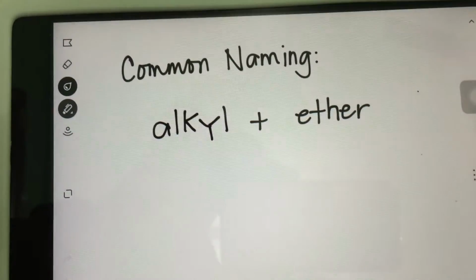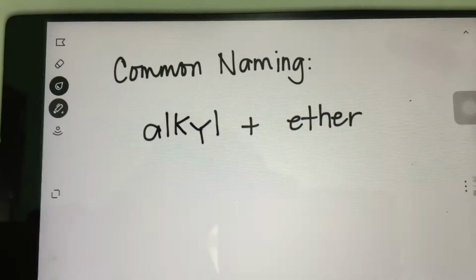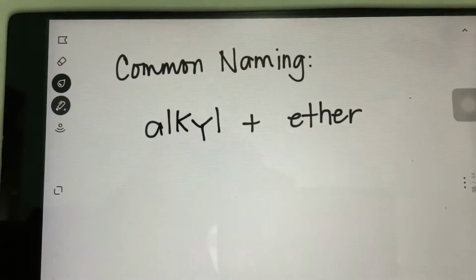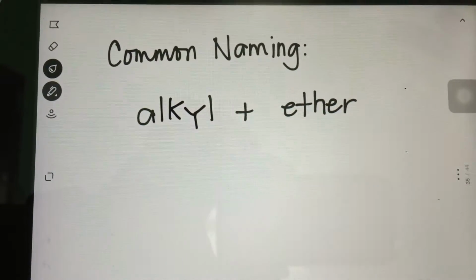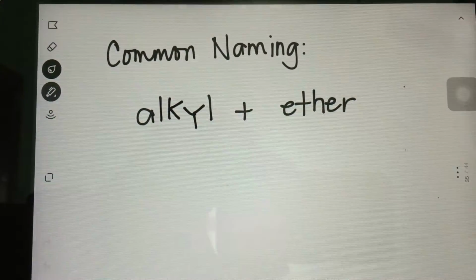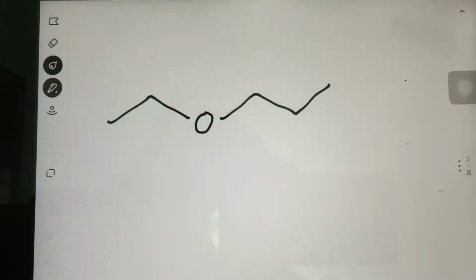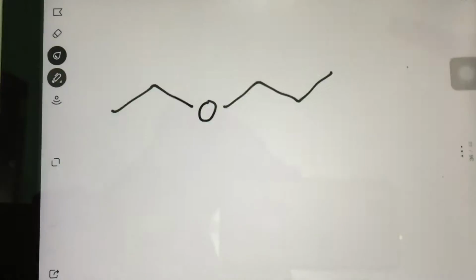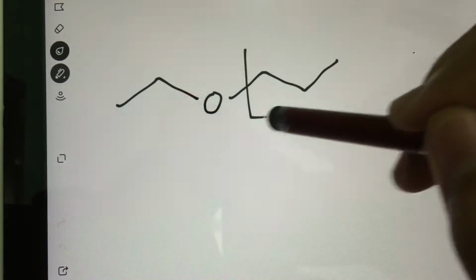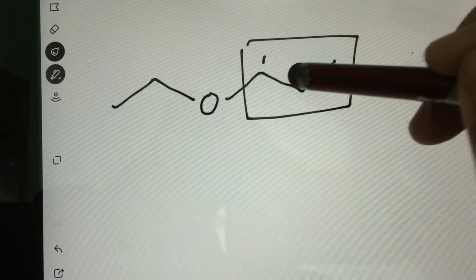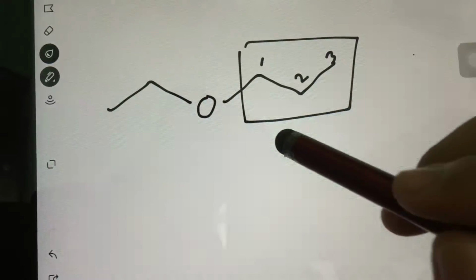Okay, so for the naming ng ethers, we can actually have two ways. So yung first way is the common naming system. So you have here the formula alkyl plus ether. Okay, so you have a space in between the alkyl groups. So for example, dito, okay, so this is carbon 1, 2, and then 3. So this is a propyl group.